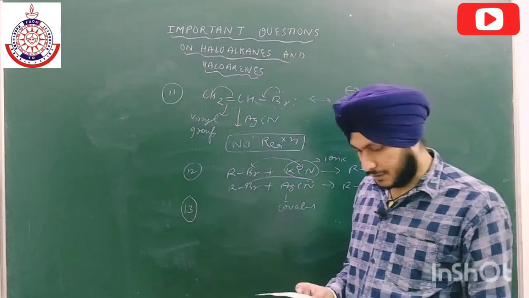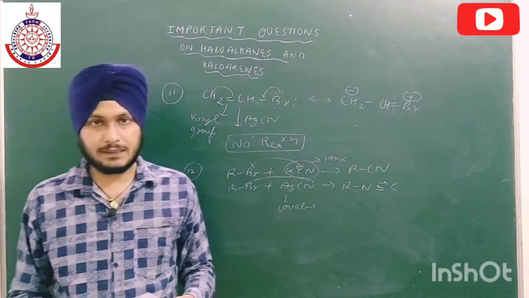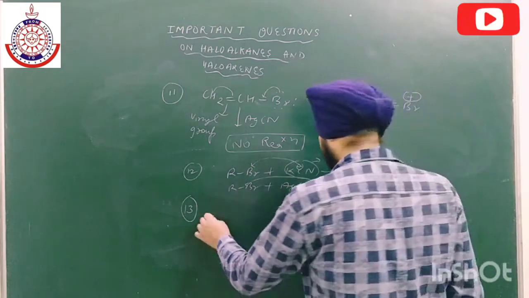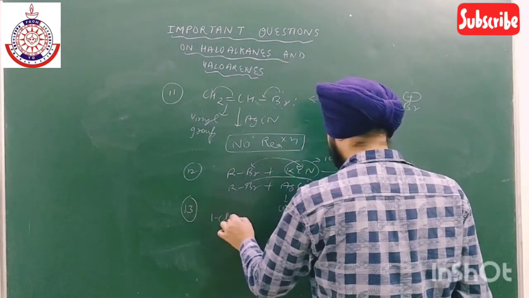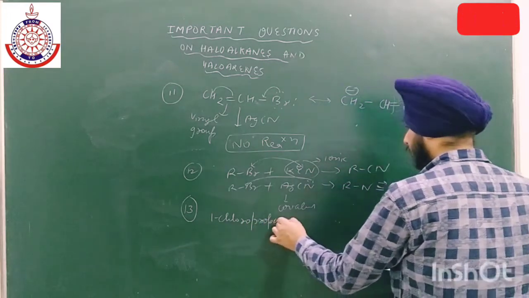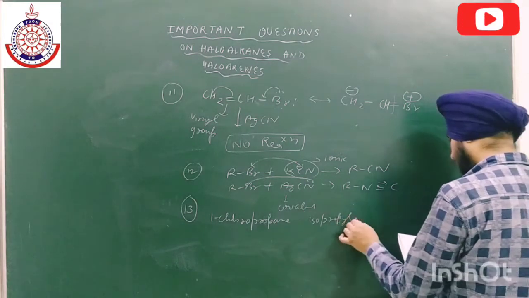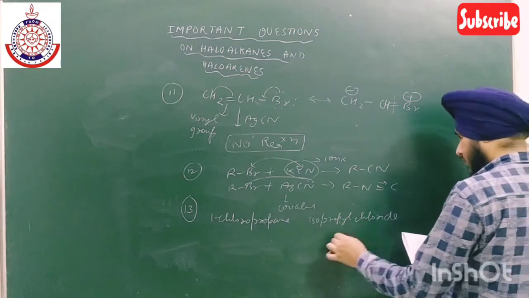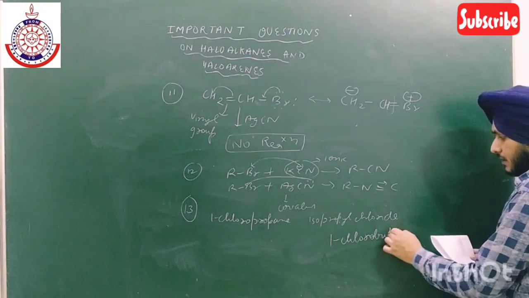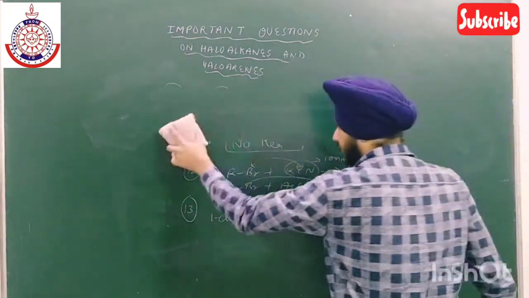Next is the 13th question, on physical properties. Arrange the following in increasing order of boiling point. First is 1-chloropropane, second is isopropyl chloride, and the third is 1-chlorobutane. So on what factors does the boiling point depend?